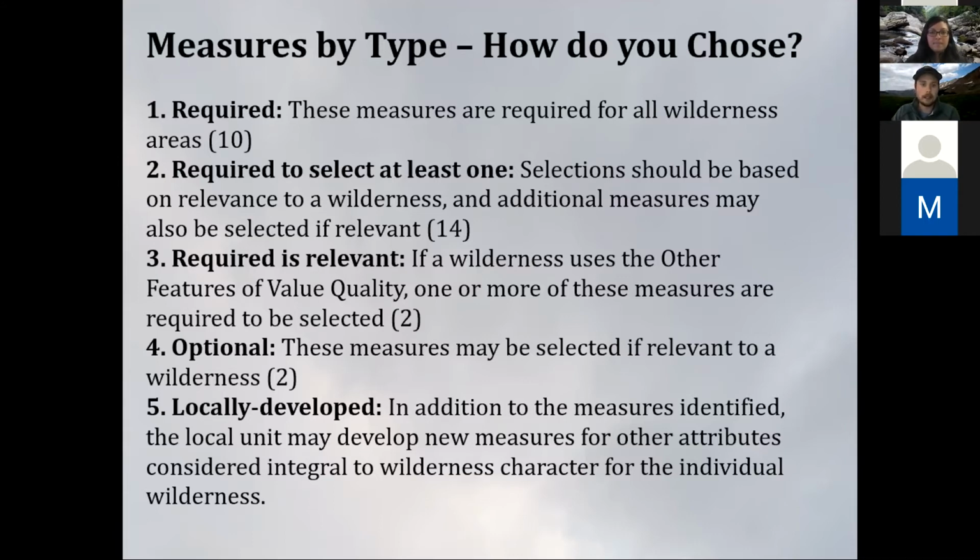And then lastly, locally developed. So in addition to those 28 agency standard measures, your unit may decide to create your own measure to monitor something that you consider integral to the wilderness character. And maybe it's not within that 28 measure list. And we'll talk a little bit more about when those are appropriate and how to choose those.